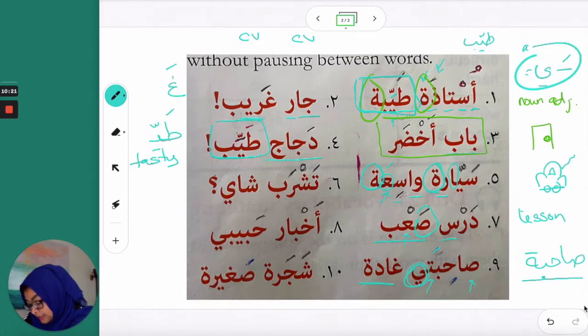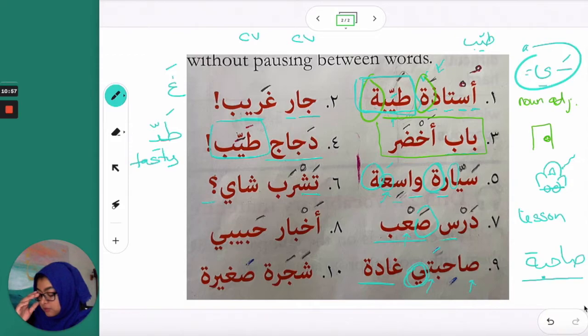Okay, ستة, number 6. Ta فتحة, ta. Sheen سكون, tash. Stopping on it, tash. Ra فتحة, ra. Tashrab. Sheen alif, sha. And then stop on the ya. Shai. Tashrab shai. And it's a question, so say it with an inflection. Tashrab shai. Here's a new word. Tashrab. Drink. Tashrab shai can mean she drinks tea, or it can also mean you drink.